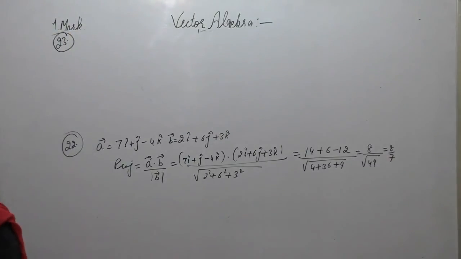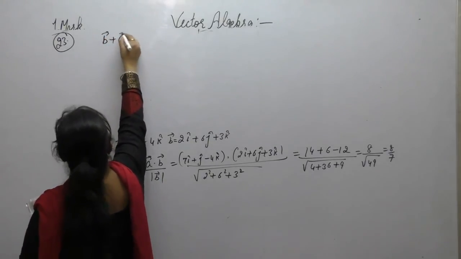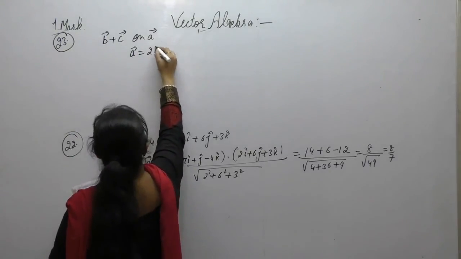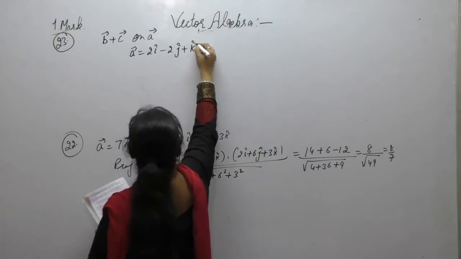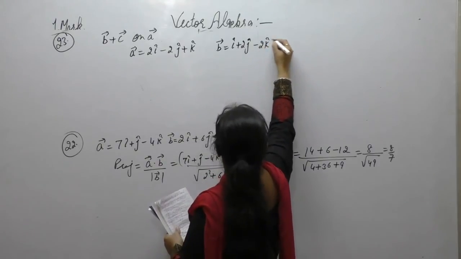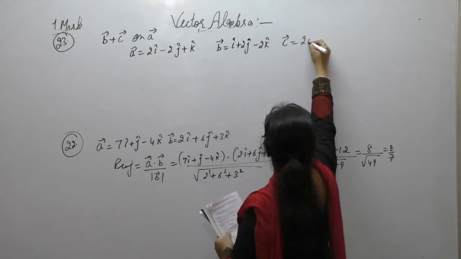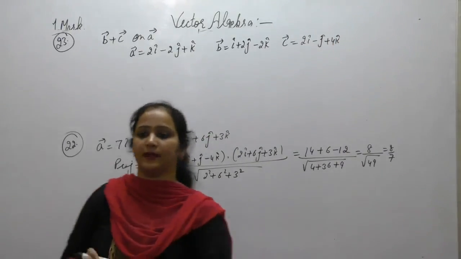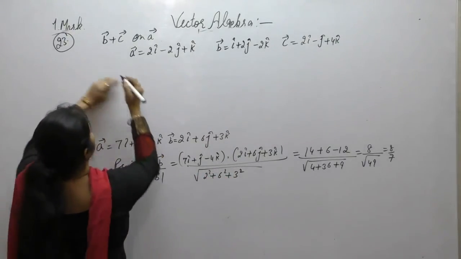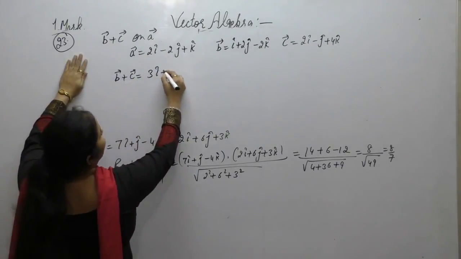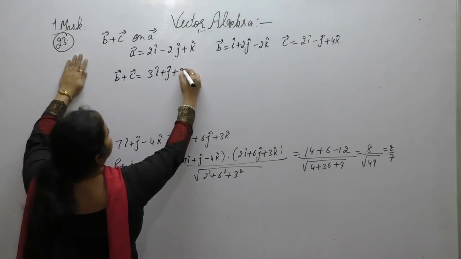Question number 23. Write the projection of vector b plus c on a vector, where a vector is 2i - 2j + k cap, b vector is i + 2j - 2k cap, c vector is 2i - j + 4k cap. Projection of vector b plus c on A is equal to, first find b plus c vector: 1 plus 2, 2 minus 1, minus 2 plus 4.